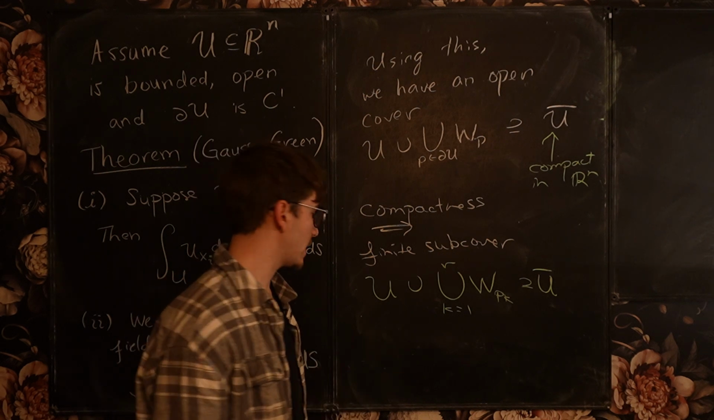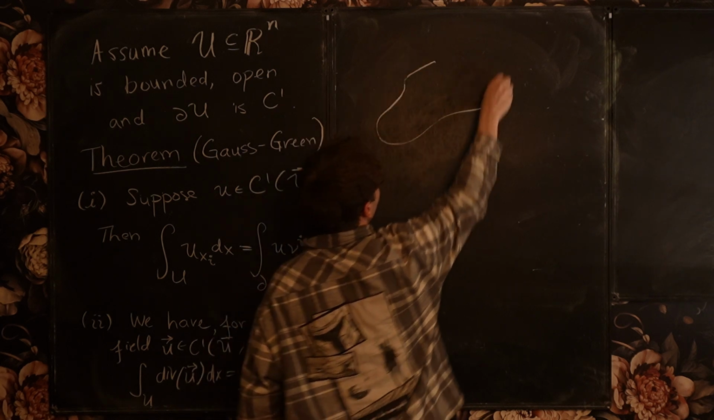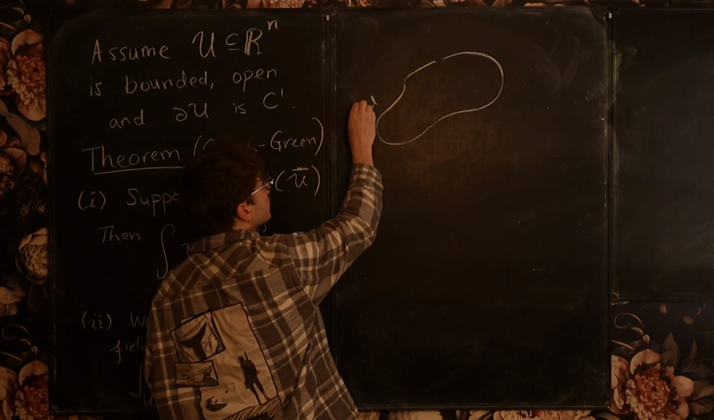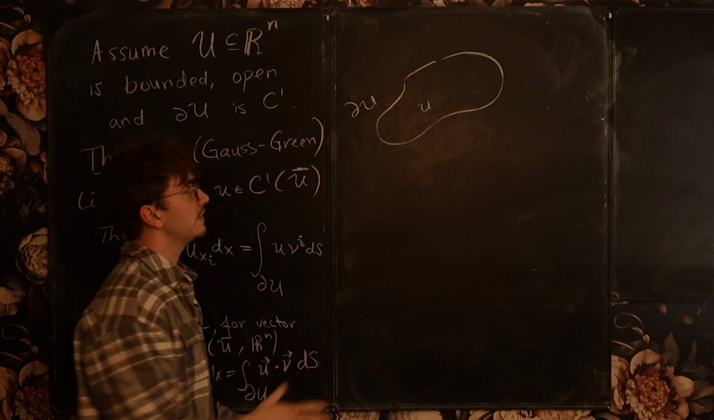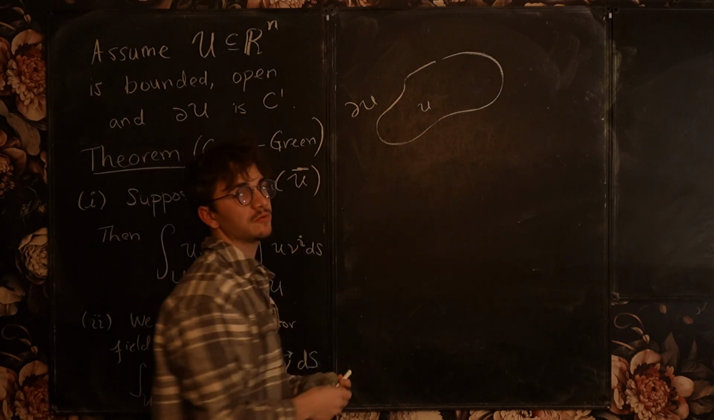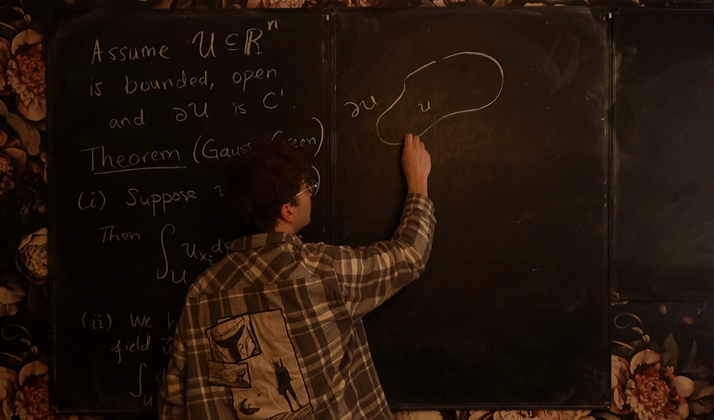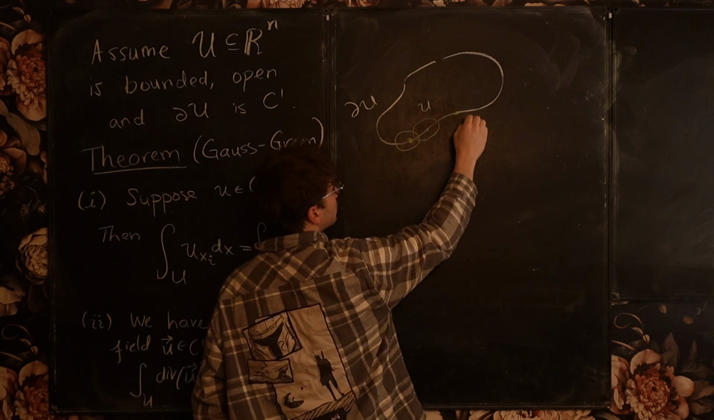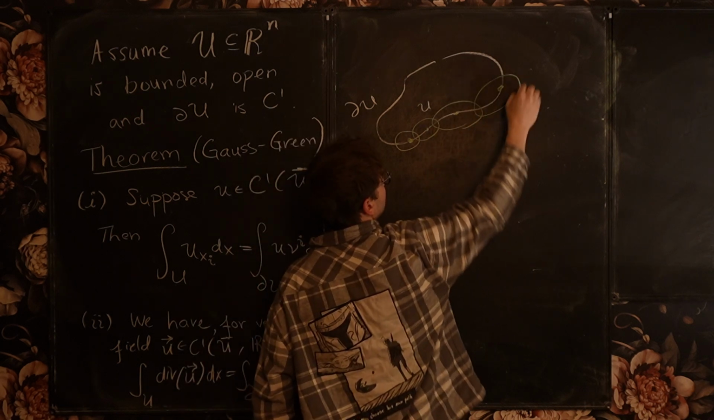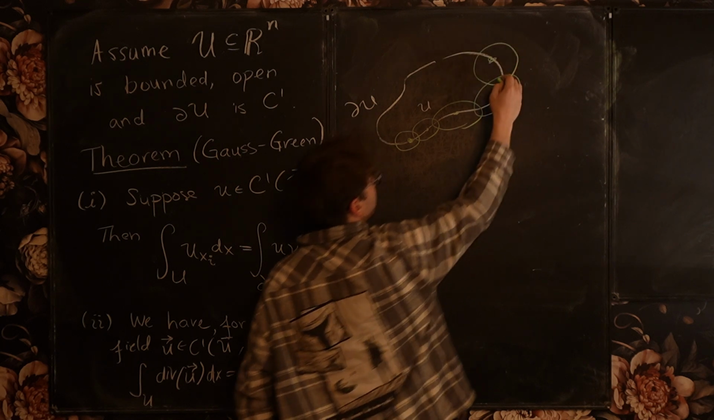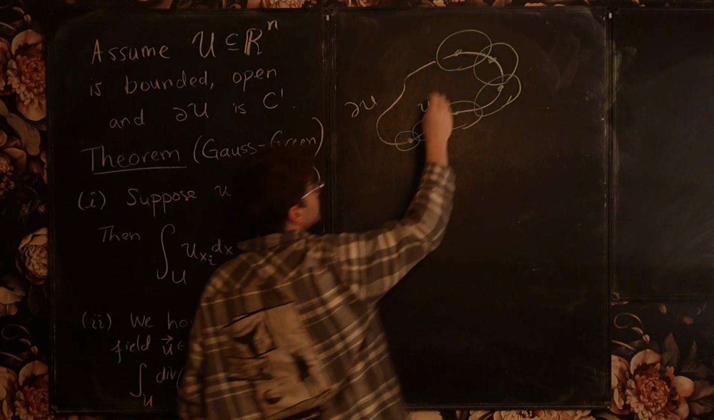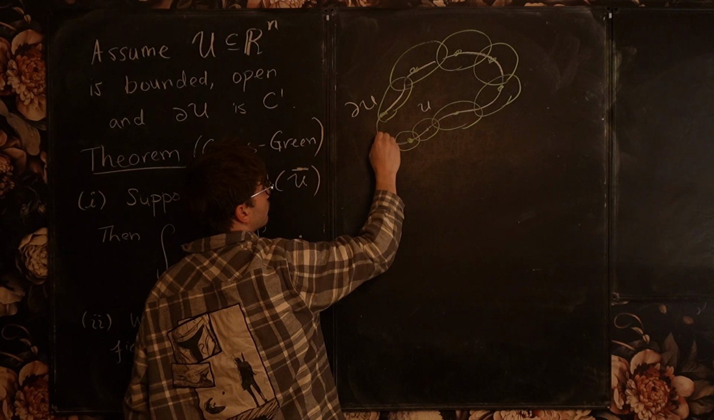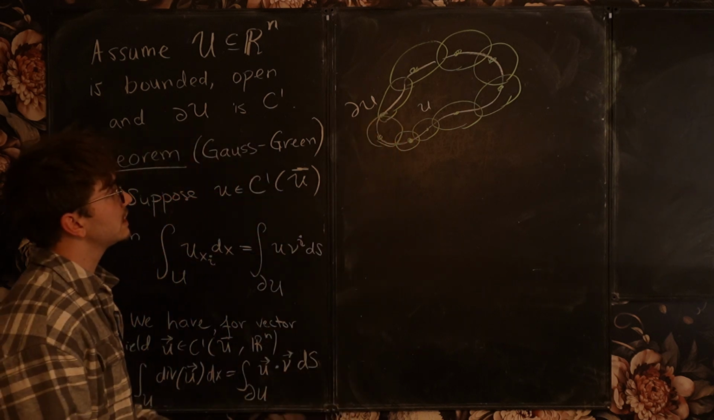Let's draw a picture of where we're at. The picture is we have some set U in Rn. Now I've drawn the boundary of U here, and U is the inside of this set. And then U closure is the entire set union its boundary. For each point on the boundary, we've found some open set WP such that the boundary of U restricted to this open set WP is the graph of a C1 function.